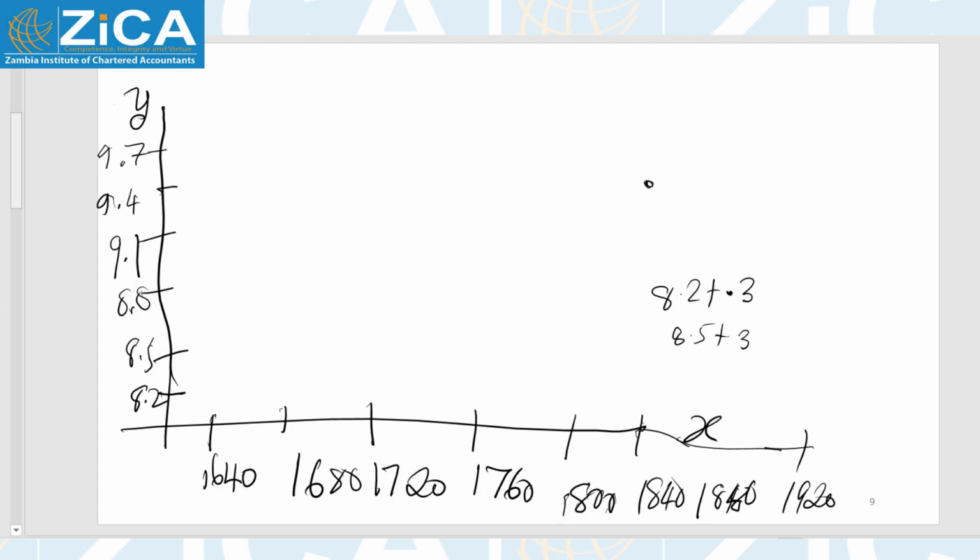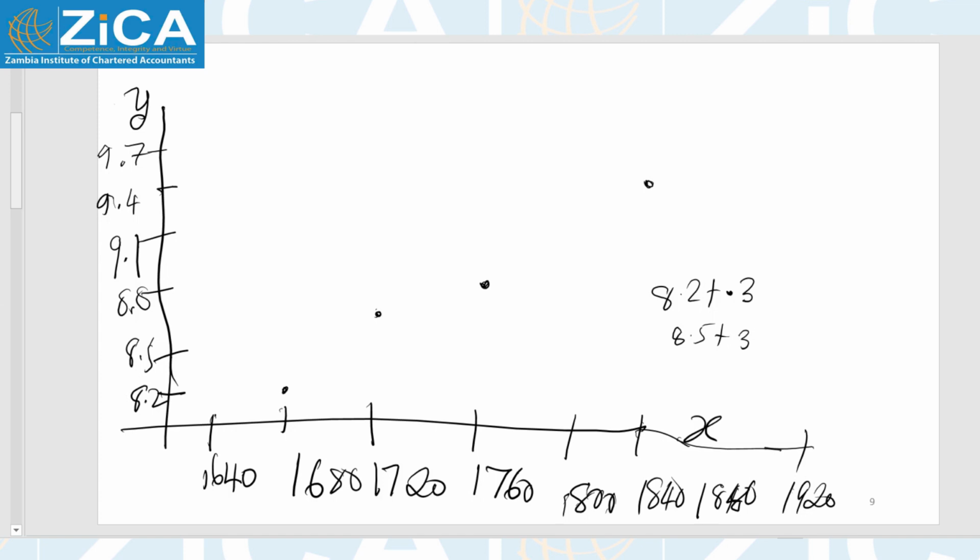The next number is 1760. You come here and you find the corresponding value of y, which is 8.7. So 8.7 is somewhere in between there. So a dot there. Go to 1720, it's somewhere here. It corresponds to 8.6. And the 8.6 again is just slightly above here, above 8.5. So that's where you get another dot. 1640 somewhere here, and it corresponds to 7.9, and your 7.9 will be somewhere down here below 8.2.